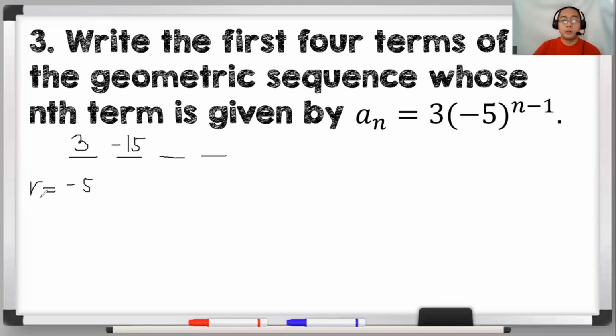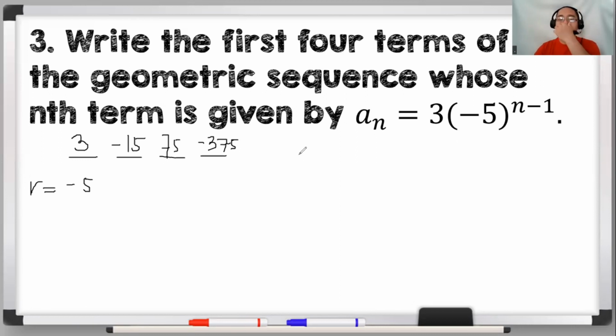Then multiply again to the second term to get the third term, which results to 75. That would become positive. If you multiply now negative 5 by 75, the result is negative 375. If you already identify, same as here, the common ratio and also the first term.